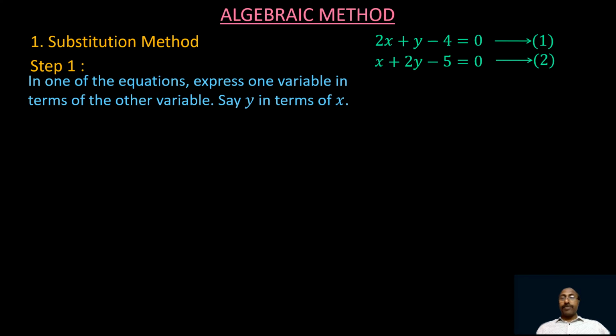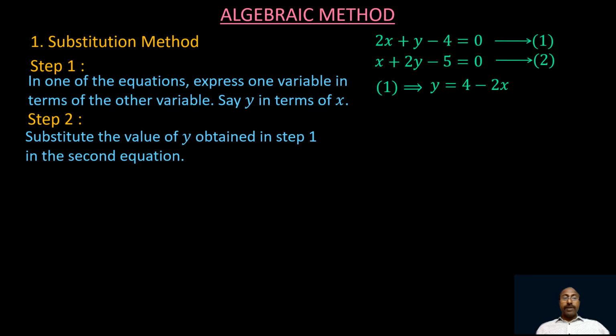That is, in any one of these two equations, we express one variable in terms of the other variable, that is x in terms of y or y in terms of x. So from equation 1, here we have y equal to 4 minus 2x, isn't it? Here we are expressing y in terms of x. So let's see the next step.